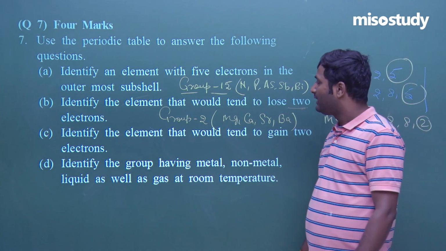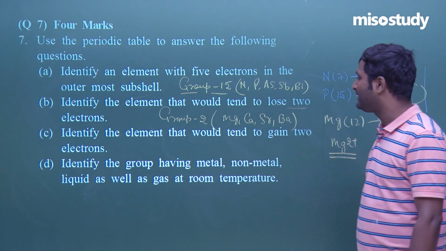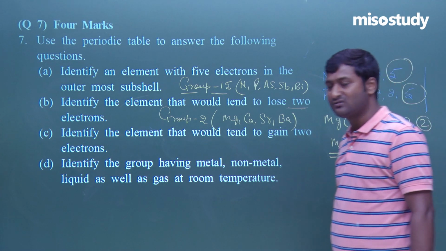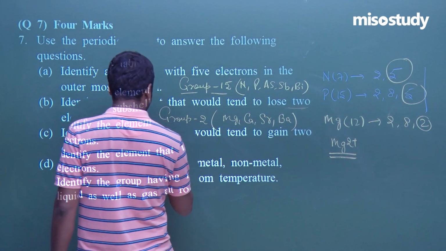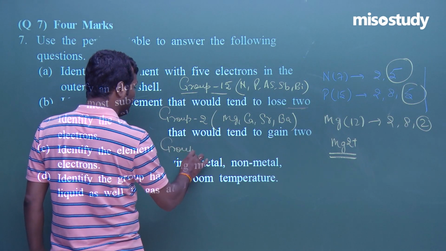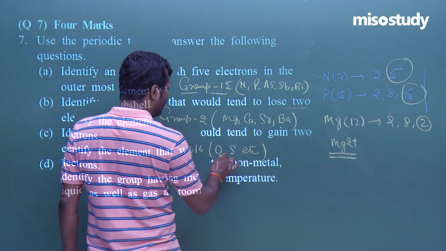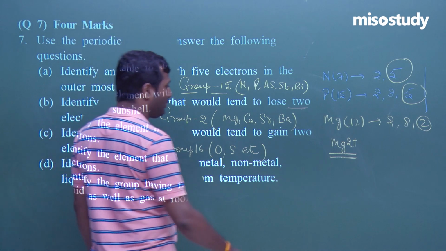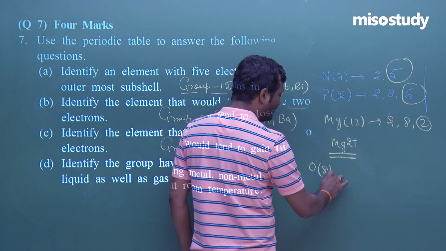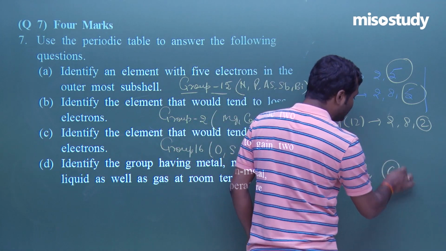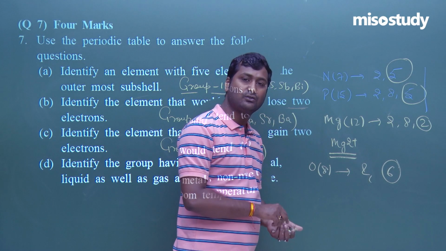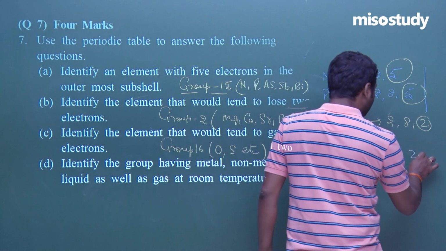Now let's move on. Identify the element that will gain 2 electrons. As we know, generally if I talk about group 16 elements, that is oxygen, sulfur, etc., they gain 2 electrons, because if I talk about oxygen, it can be written like this, 2 and 6. How many electrons does it require to gain stability? So 2 electrons.